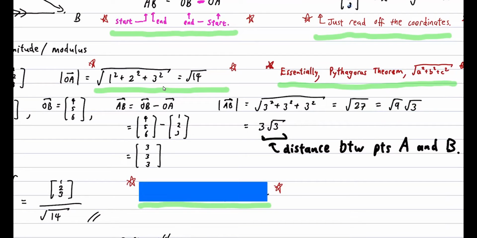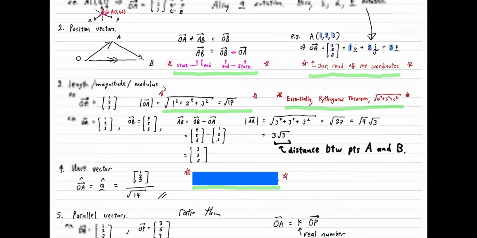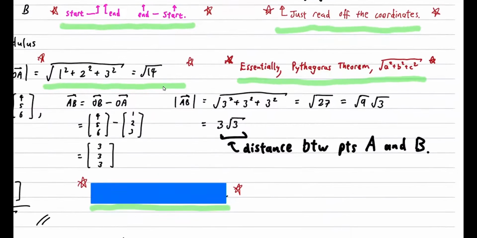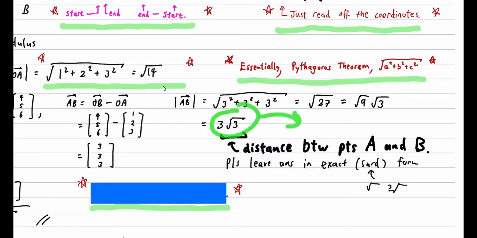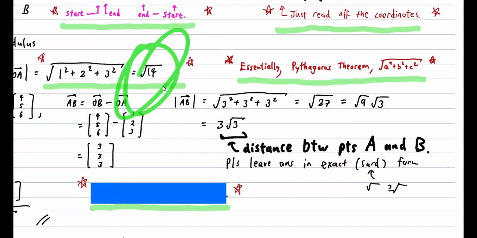Sorry, I realized I didn't write this down. Please leave answer in exact form. Surd means got square root, cube root. Please leave it in exact form, because the question will usually require you to use this information to prove something. So it's a good habit to learn to leave your answer in exact form. Don't go and round off to 3 SF using a calculator. Don't do that. Just leave it in exact form.